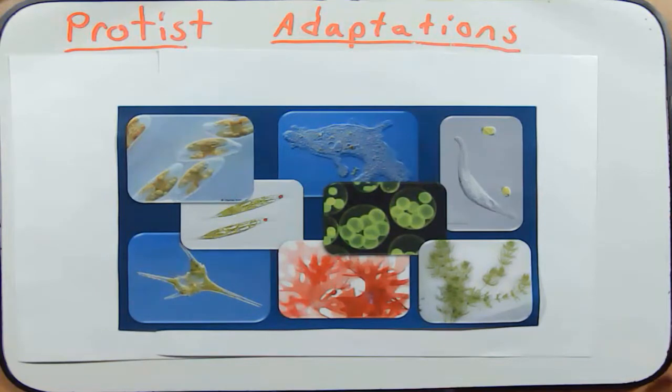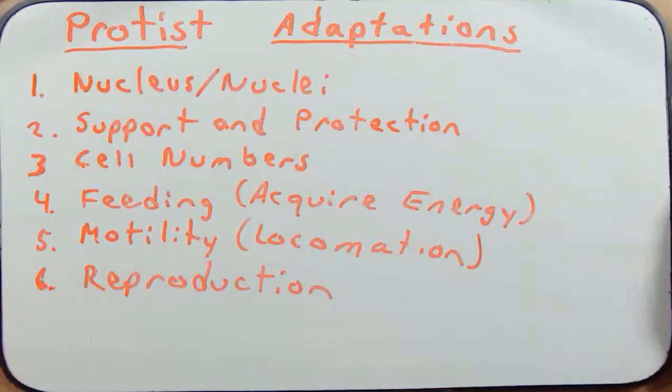And so you can see there's a wide variety of types of protists out there. We'll see single-cell protists, multi-cell protists. We'll see protists that have the ability to move in different ways, a whole variety of them. There is a huge variation within this lineage of eukaryotes, the protists. So what we're going to talk about today are these adaptations that we find in protists.